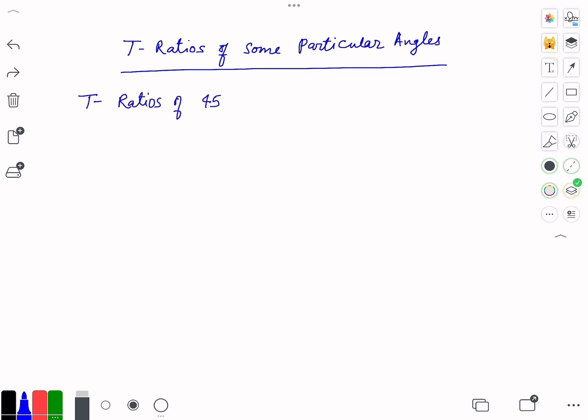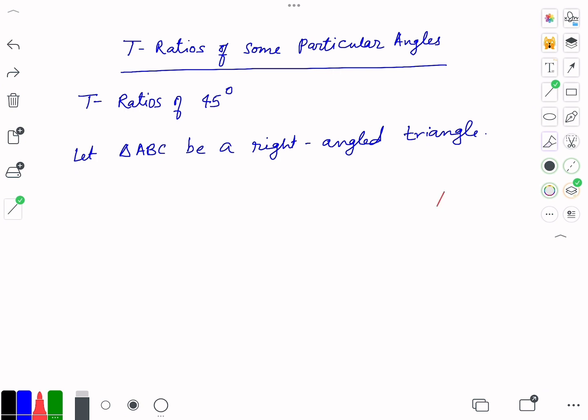So let us first find out the T ratio of 45 degree. So we are assuming that ABC is a right angle triangle in which angle B is equal to 90 degree and angle A is equal to 45 degree. To understand this, let us draw the triangle first.